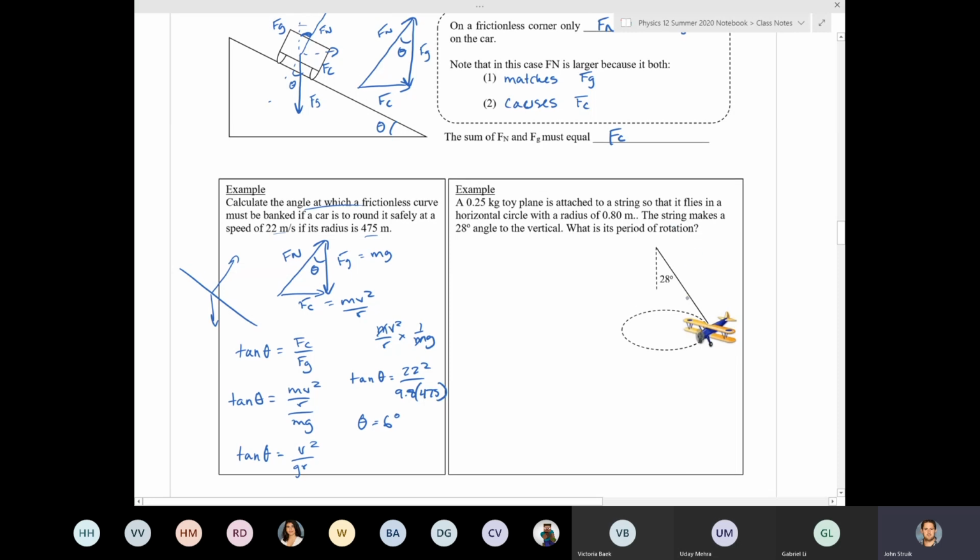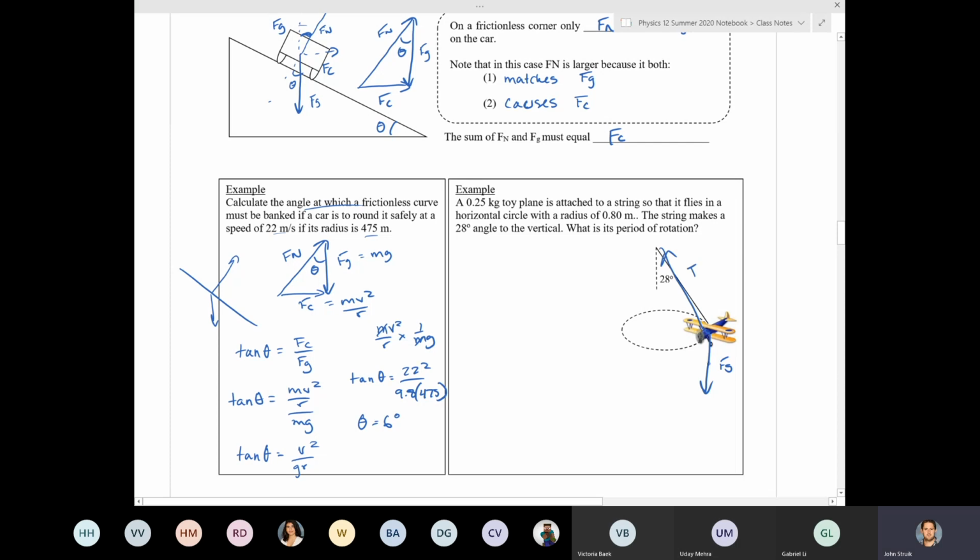In this case, if we're going to draw the forces acting on the plane, and you can draw this anywhere in its circular motion, but let's just choose this point right here. We have gravity going down. We have tension going this way. Tension in the rope.